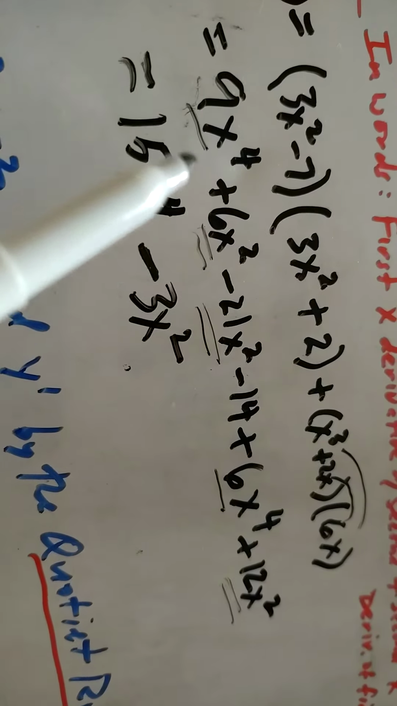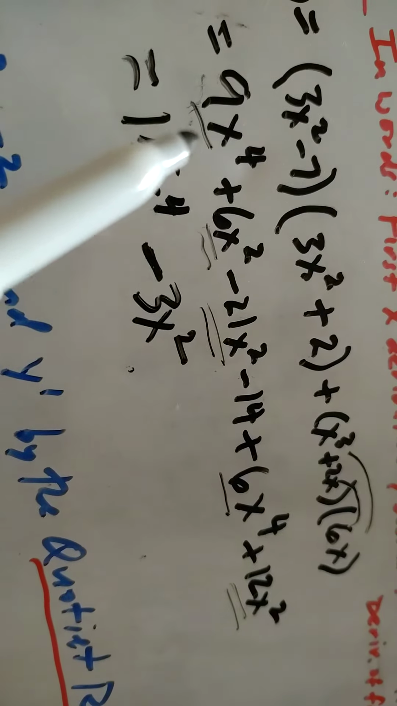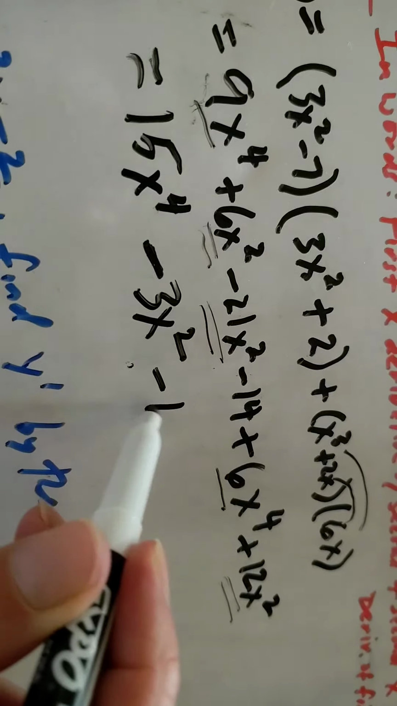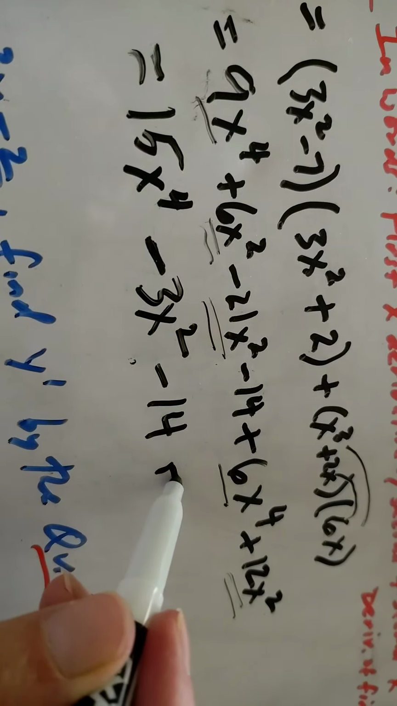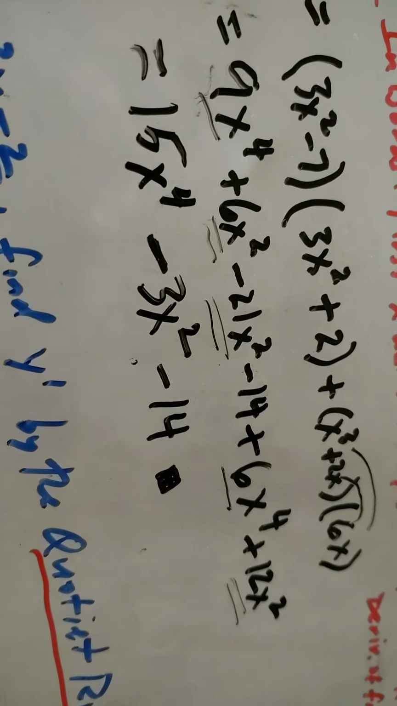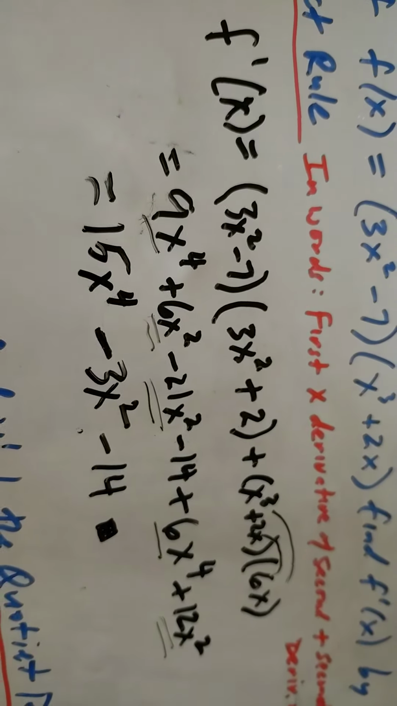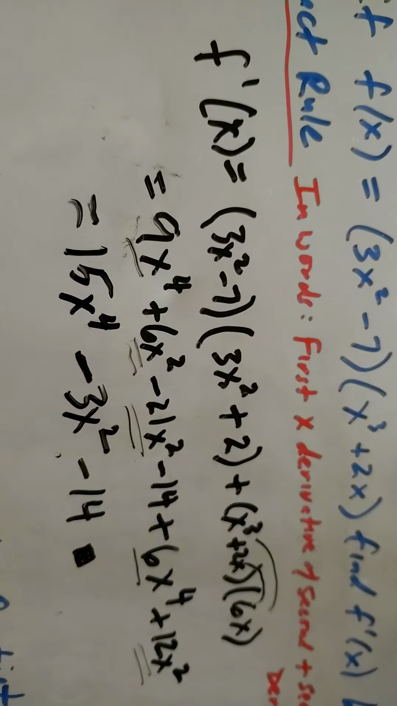Okay, and then do I have any x terms? No. The only term I have left is the minus 14. Minus 14. And that's it. We're done. I'll put the little block here. Done. So that's my final answer. That is what the product rule gives us for the derivative of the original function f.